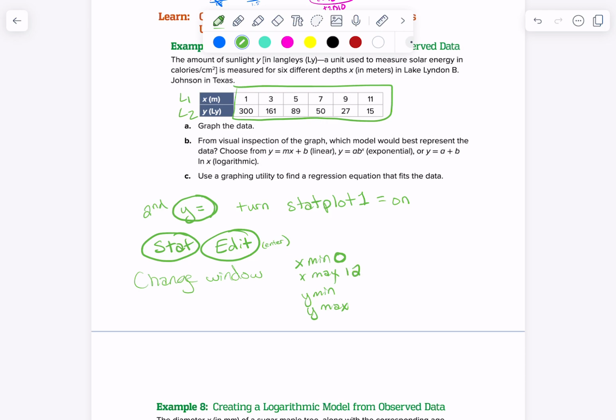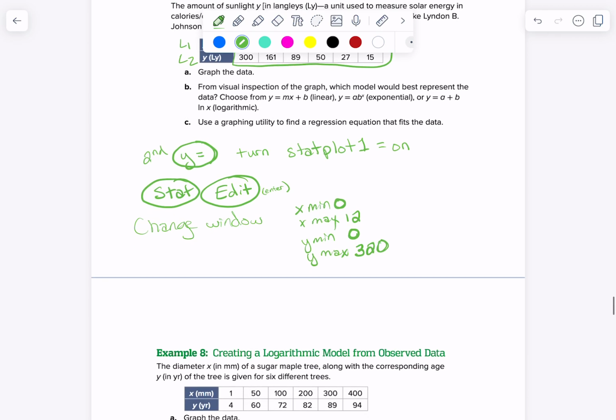The scalar, you can just leave it as 1. It doesn't matter. It's just what your units are going by. Y min, what do you want your smallest Y to be? You can go 0 or 10, it doesn't matter. 300 is the biggest, so let's go like 320. So 0 and 320. Now hit graph.